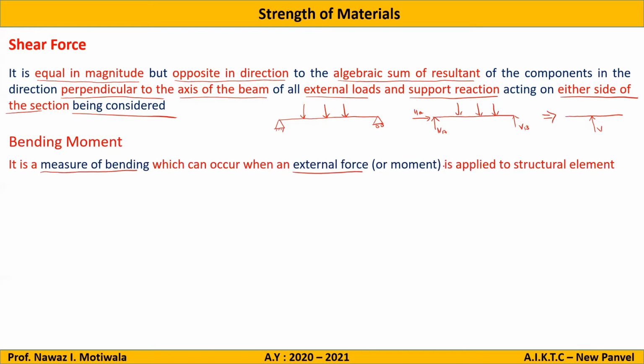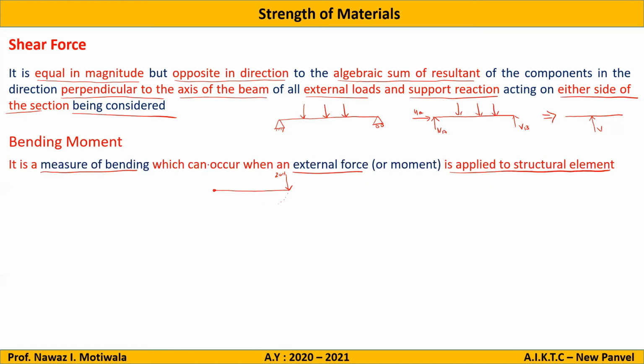Now, similarly, if we go for the bending moment part, it is the measure of bending which can occur when an external force or moment is applied to a structural element. So it's very simple to understand. Let us say there is a beam and there is a force acting here of, let us say, 20 Newton, and I want to find out what is the rotating effect which is occurring on this point. So it is rotating the beam in this direction with some value. What is that value is nothing but the bending moment about this point.